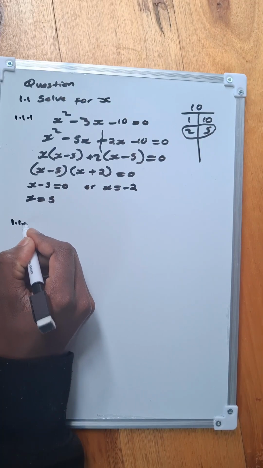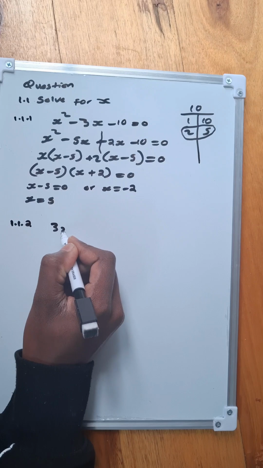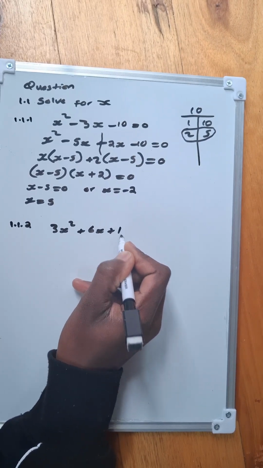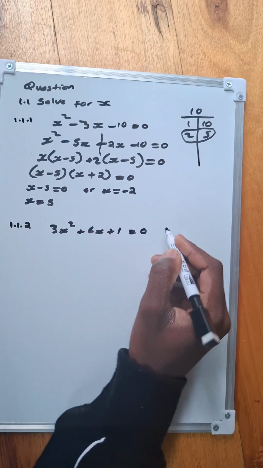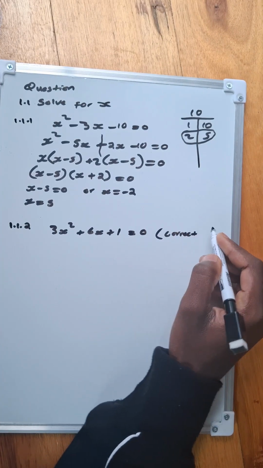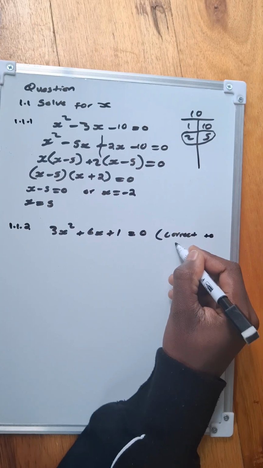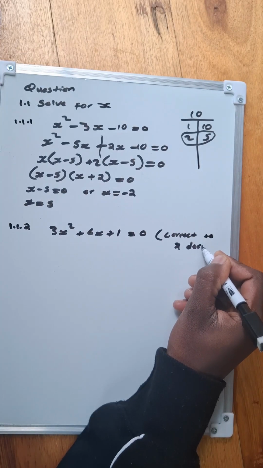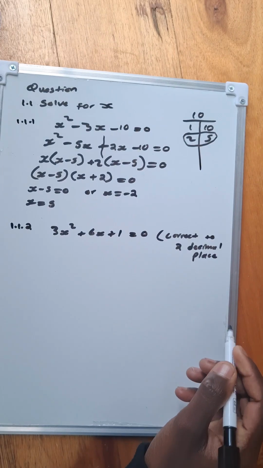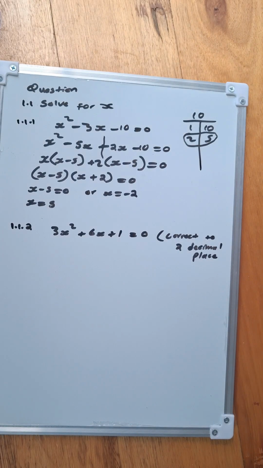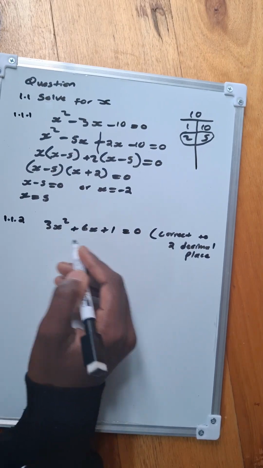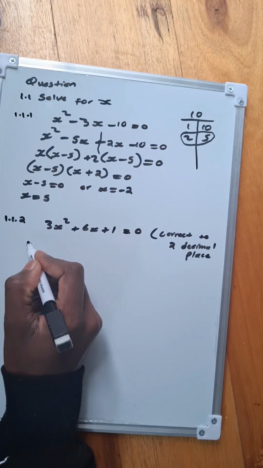Moving through 1.1.2: 3x squared plus 6x plus 1 also equals 0. And they said correct to two decimal places, meaning you have to round your answer off to the nearest two decimal places. So here you introduce the quadratic formula.